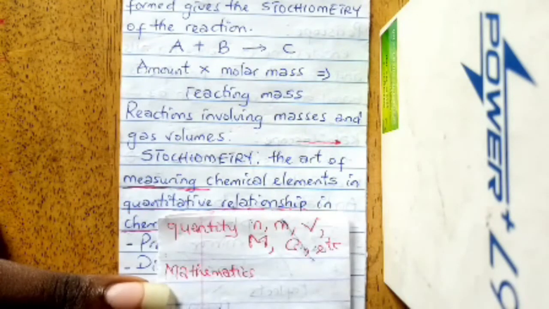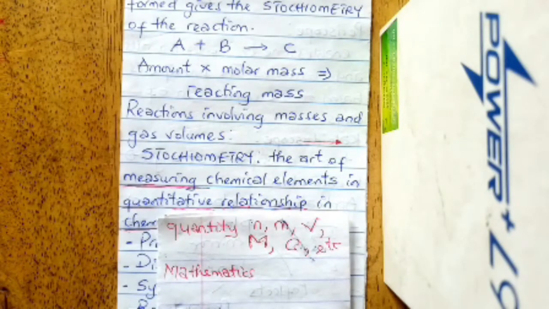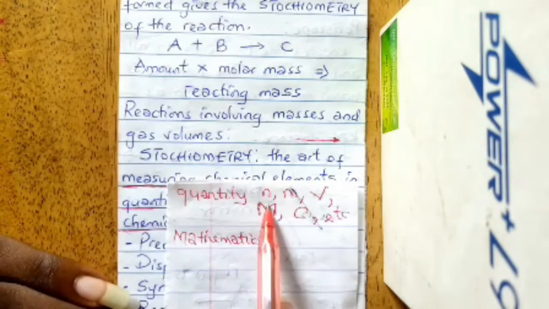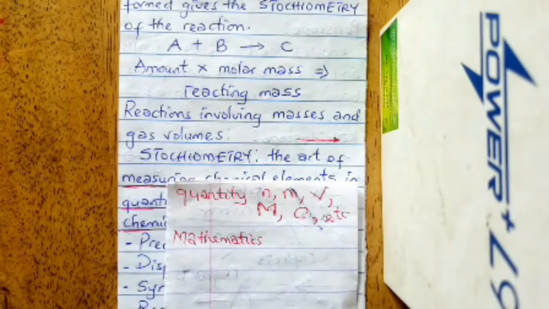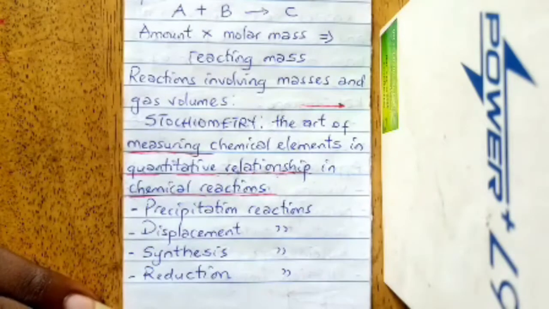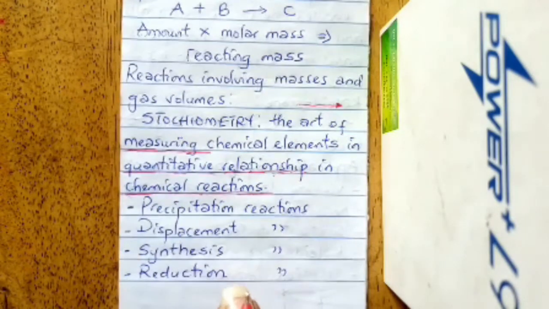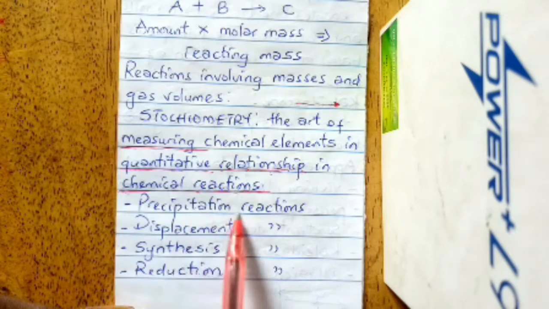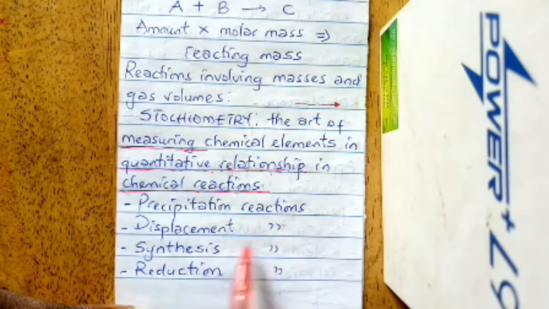So you have experiments, different types of reactions between elements occurring in the periodic table. The analysis of the quantities of the elements, which I've explained as number of moles, mass, and so on and so forth, and the relationship that exists between these elements and their quantities, is what we refer to as stoichiometry. Examples of reactions in which the study of stoichiometry is used include precipitation reactions, displacement reactions, synthesis reactions, and reduction reactions.